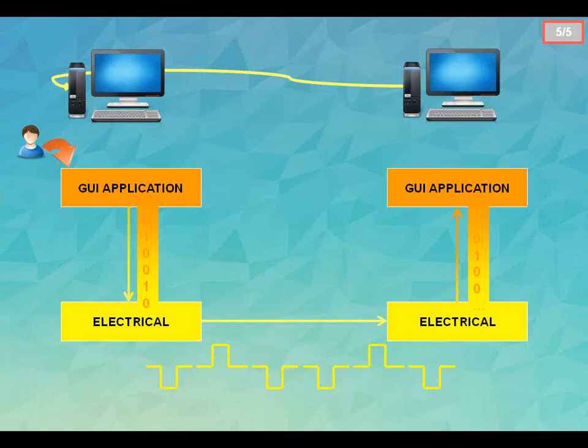What does the GUI application in the receiving computer do? It will convert the binary codes back into English text by following the method. By reading 8 bits, he will convert it into one English character. Once that is done, that data will be presented to the human being.